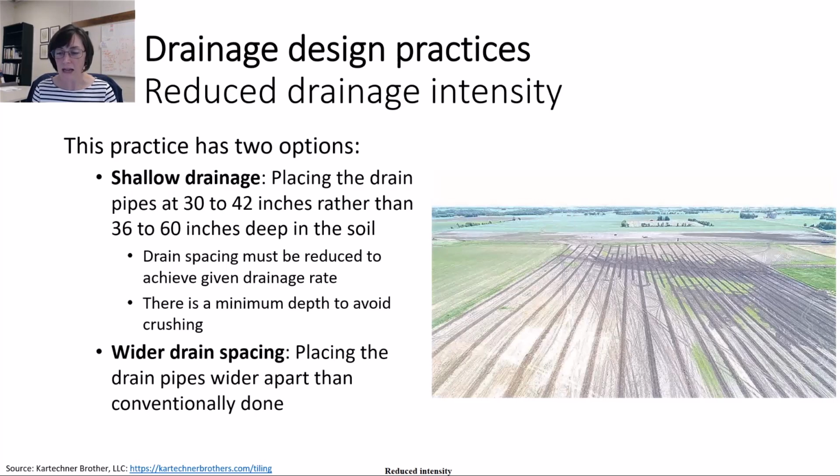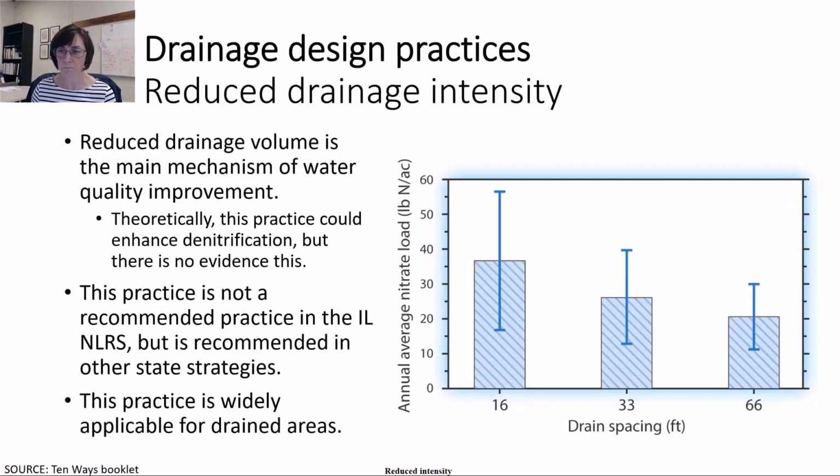It looks like the right side tended to be a wetter portion of the field, and so that makes sense that they would want their drainage a little more intensive on that side. The practice of reduced drainage intensity improves water quality by reducing the volume of drainage water leaving the field.